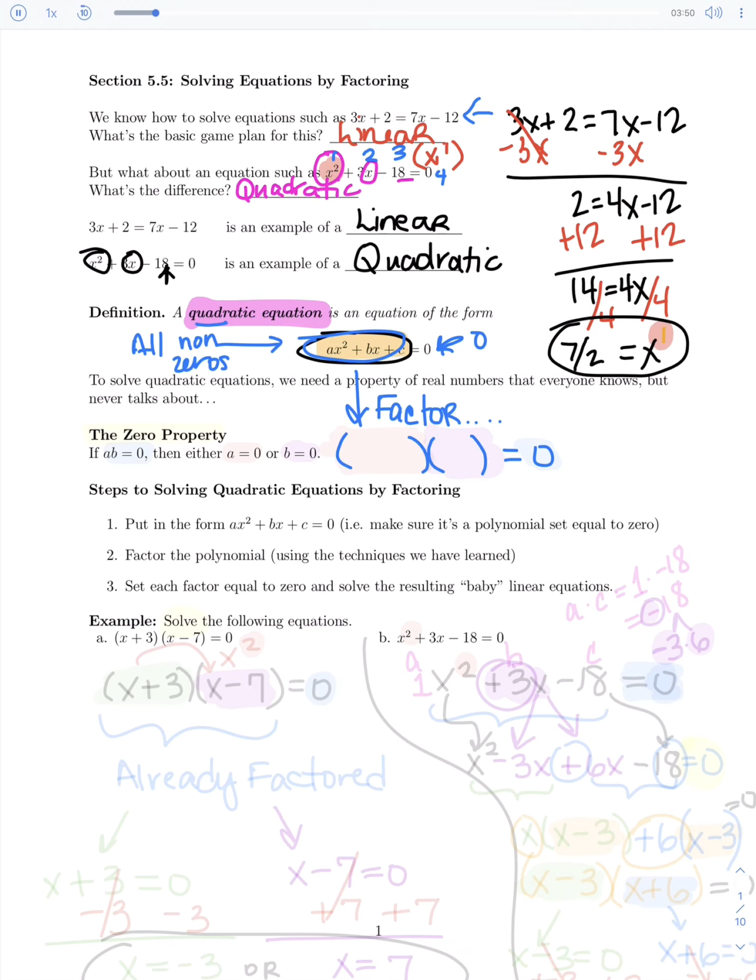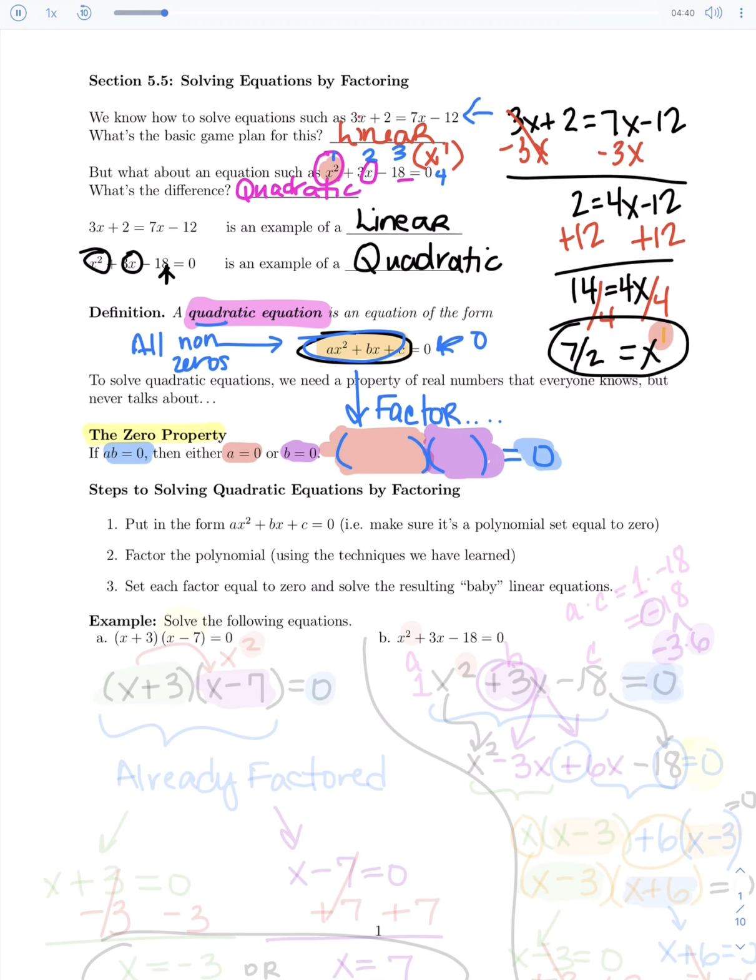Well, notice if you have two things multiplied together that are going to give you a 0, then what that means is either the first piece that you multiplied is 0 or the second piece you multiplied is 0. Because that's the only way to get 0 from multiplication is if one of the two things you're multiplying is actually 0. And that's what the zero property says. Once we've got everything factored, one of the two factors needs to be 0, because 0 times anything will always give you 0.